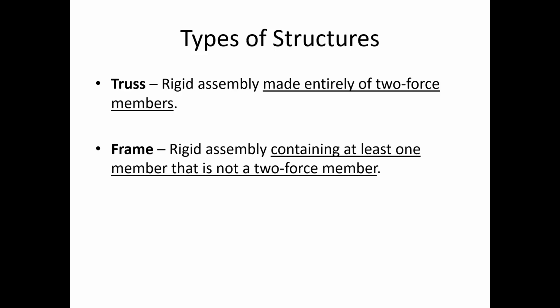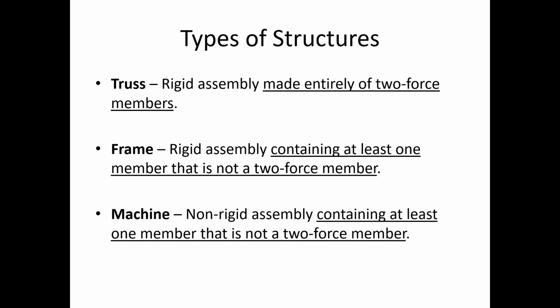We've also got a frame, which is a rigid assembly containing at least one member that's not a two-force member. And we've got a machine, which is a non-rigid assembly containing at least one member that is not a two-force member. So the big distinction right here is the distinction between truss and not a truss, or truss and frame and machine, because we have a couple of methods for trusses, and we've got other methods we are going to use for frames and machines.